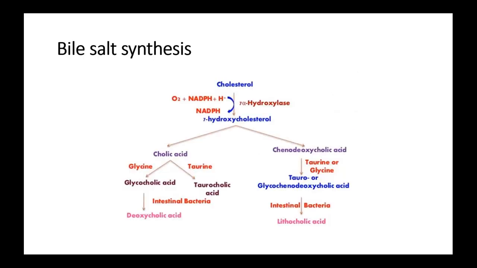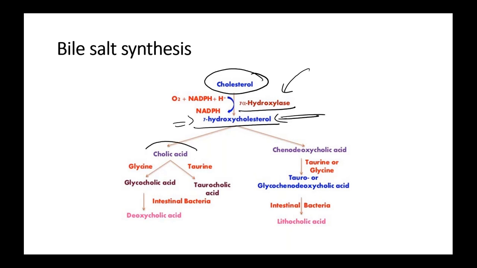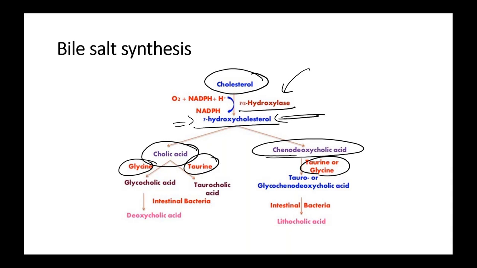So in bile salt synthesis, you can see cholesterol. This is the rate limiting enzyme, 7-hydroxylase. It forms 7-hydroxy cholesterol, which is combined with cholic acid. So that results in the formation of cholic acid and chenodeoxycholic acid, which both can combine with glycine or taurine, resulting in formation of bile salt.